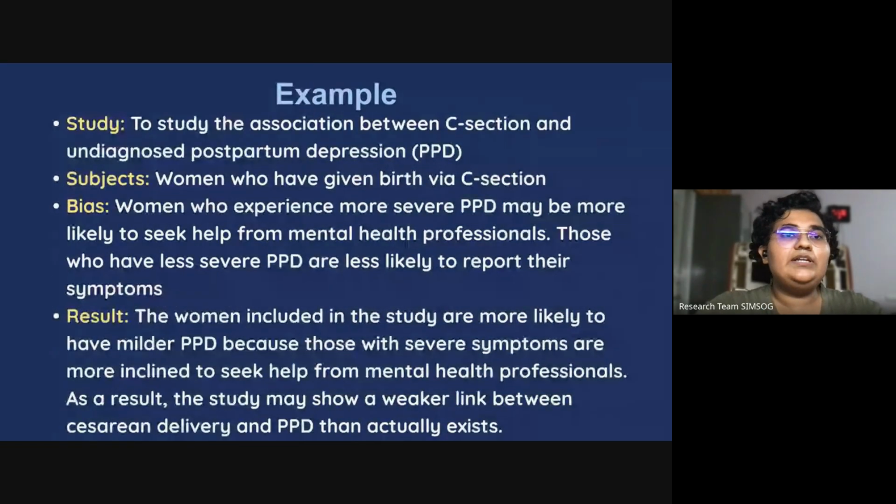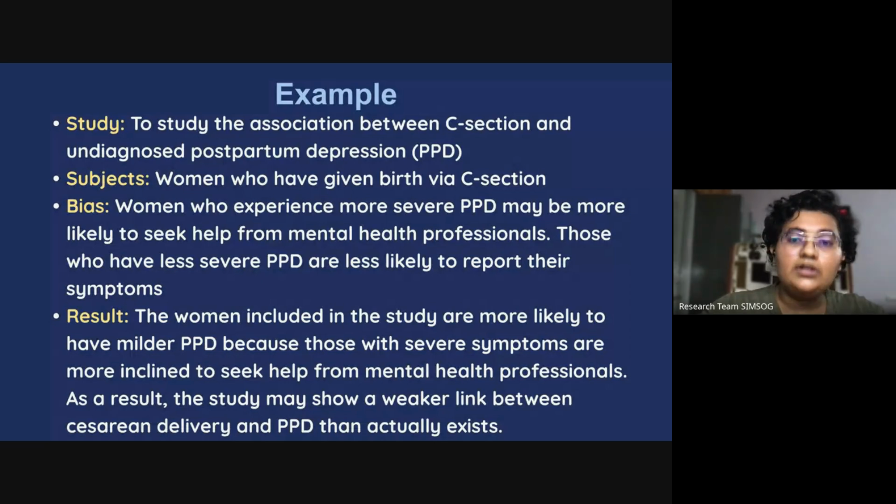So let us say that there is a study to look at the association between C-section and undiagnosed postpartum depression. Right? The subjects taken are women who have given birth via C-section. What bias can occur here is that women who experience more severe PPD would be more likely to seek help from certain mental health professionals. On the other hand, those who have less severe PPD are less likely to report their symptoms. So they are at a higher risk of going undiagnosed.